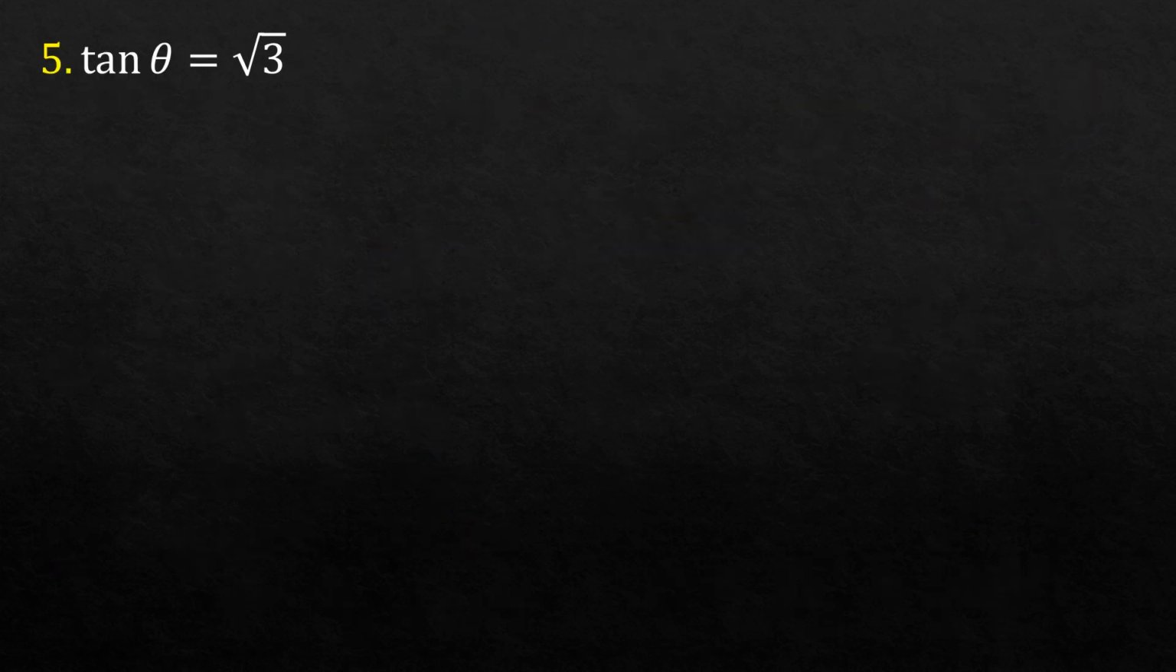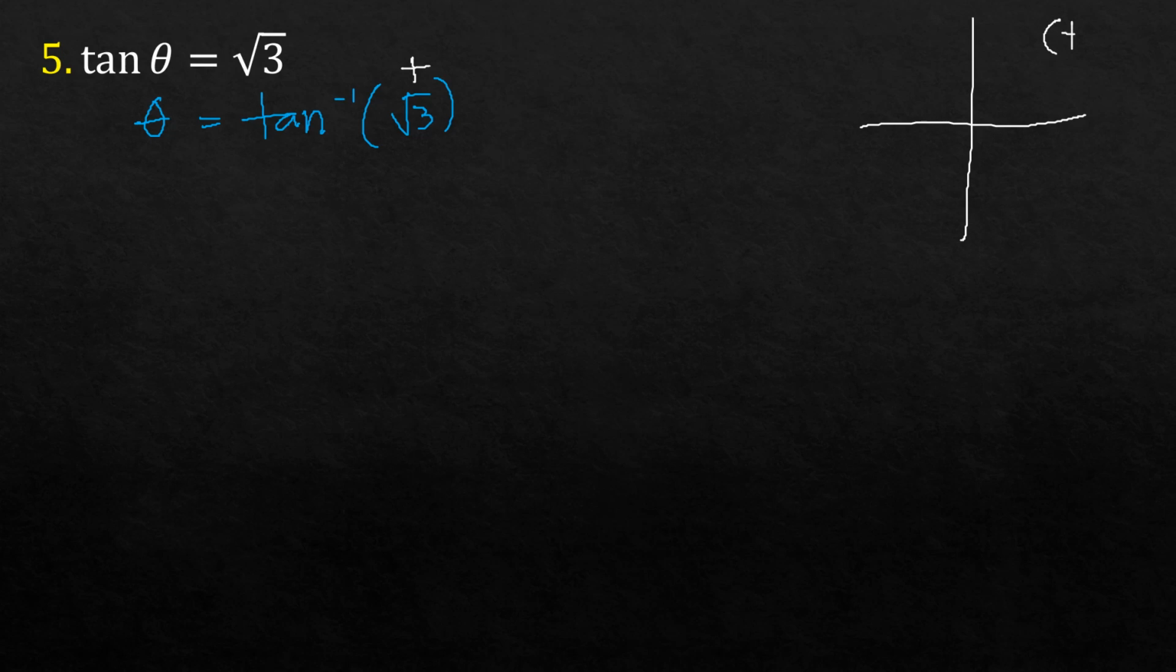So the next problem is about tangent theta is equal to square root of 3. Okay, so the first thing we need to do again, theta is equal to inverse tangent of square root of 3. Now for square root of 3, that is positive as observed. Now if we go to the xy plane, it is quadrant 1 that can give us tangent that is positive, and also quadrant 3, negative and negative. Now to get the measure of theta, we can use the triangle again as our clue. So this is 60 degrees.